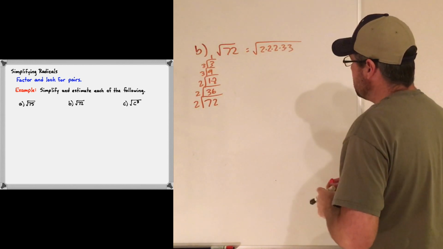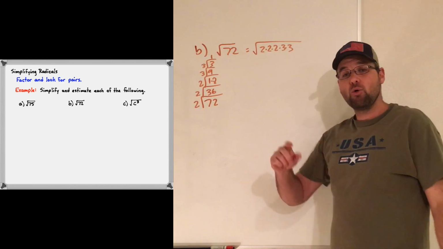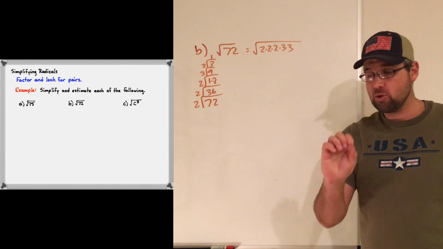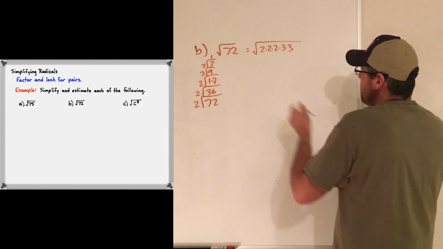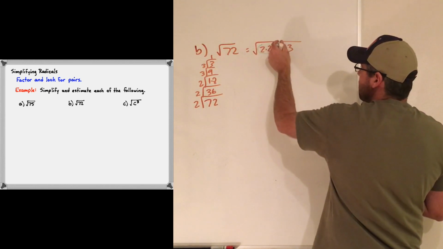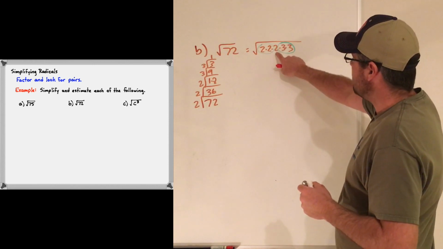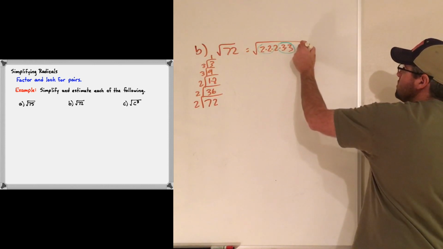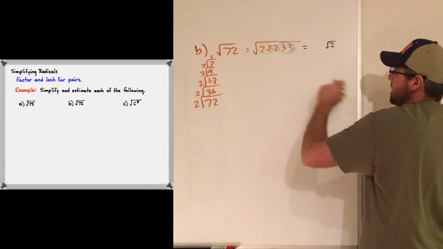Now, we circle pairs. Now notice we have 3 2's here. We can't circle all 3's. You can only try to escape in pairs because this is a square root. It's a square, 2 sides essentially. So we have a pair of 2's and a pair of 3's. And even though this 2 matches those, there's not another 2. So he is actually stuck inside. And so he's going to stay inside. The 2 that's not circled is going to stay inside.